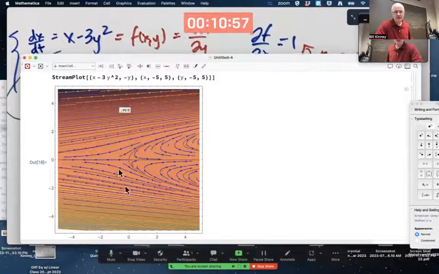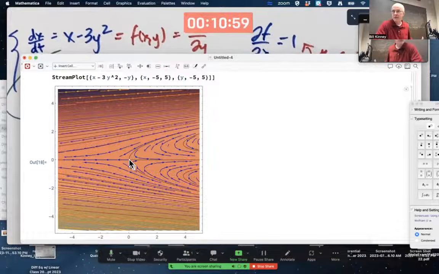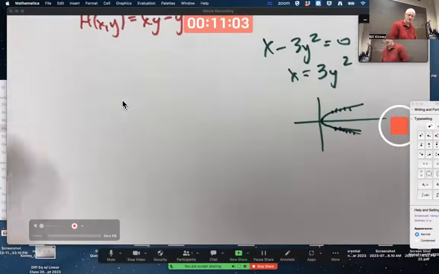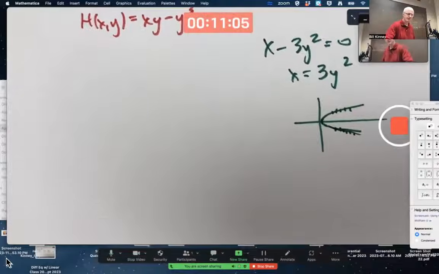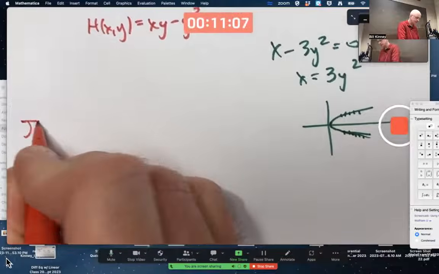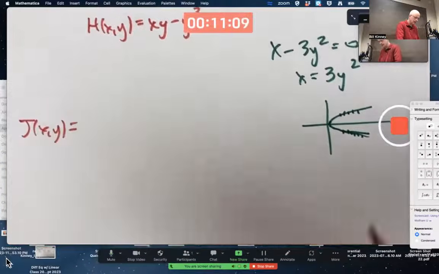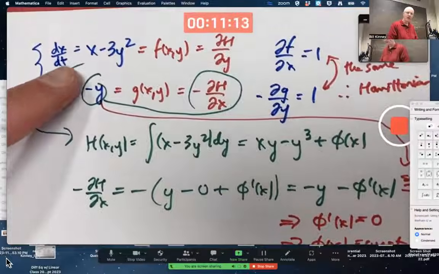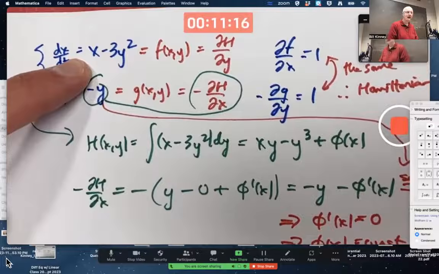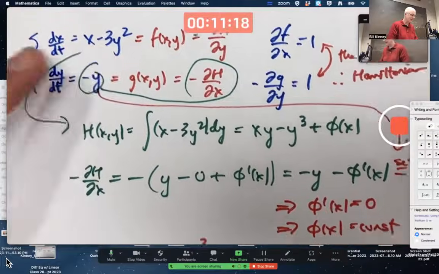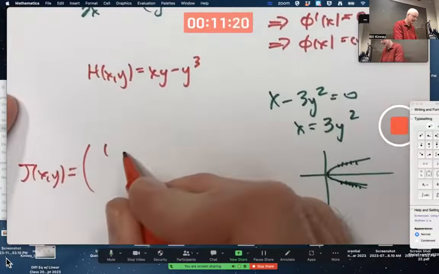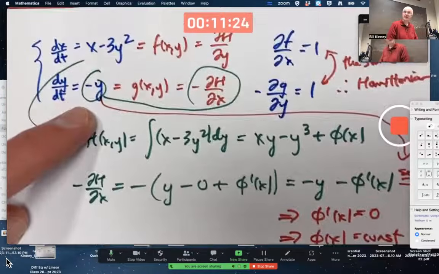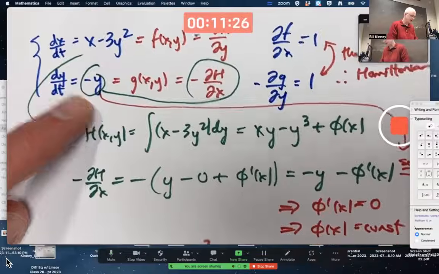Could linearization confirm this is a saddle point? It should be able to. It's an ordinary looking saddle point. Jacobian matrix. Partial of f with respect to x is 1, and with respect to y is negative 6y. Partial of g with respect to x is 0, and with respect to y is negative 1.